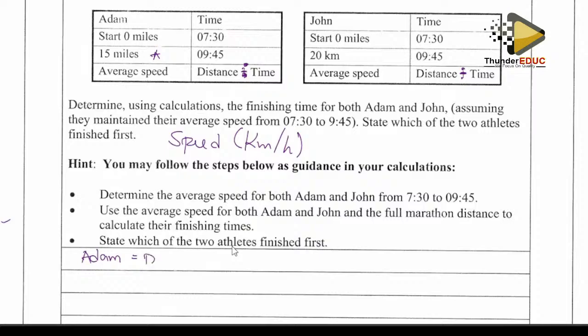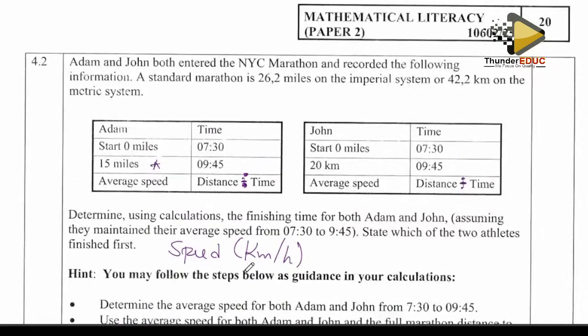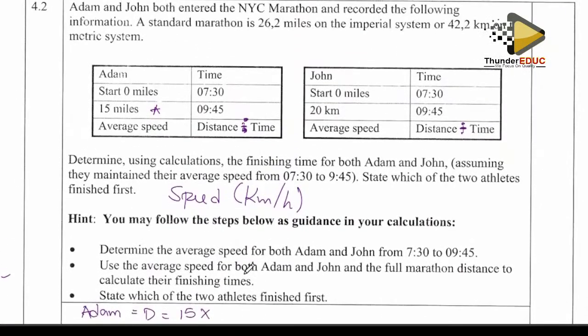Let's start with that. So distance for Adam will equal 15 miles times... Now they have already given us up there. Let me find the conversion, because they said the standard marathon is 26 miles, which equals 42 kilometers. What about 1 mile? So we divide through by 26 on both sides. So 1 mile equals 42 divided by 26, so 1 mile is about 1.611 kilometers.